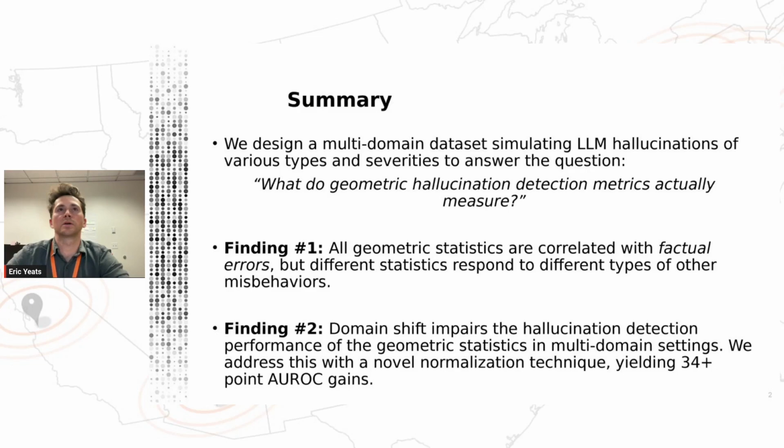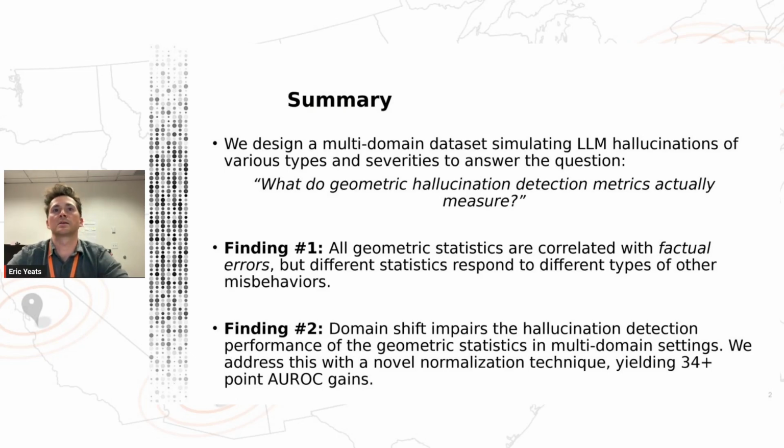First, I'll provide a quick summary of the work, given that definition. We designed a multi-domain data set simulating LLM hallucinations of various types and severities in order to answer the question, what do geometric hallucination detection metrics actually measure? Our first finding is that all geometric statistics are correlated with factual incorrectness or factual errors, but different geometric statistics respond to different types of misbehaviors.